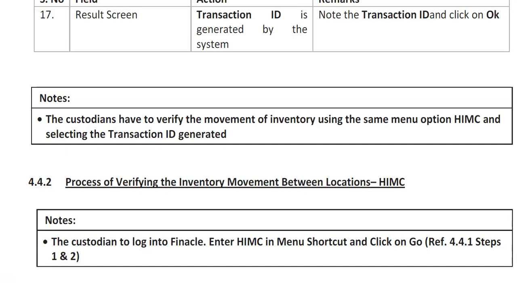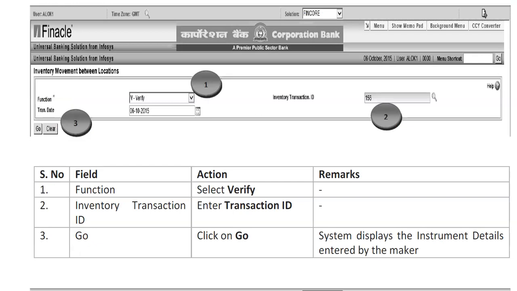So in the menu option, just type HIMC, click on go or click on enter, and similarly, the process I'll show you. As soon as you enter or click on go here, you will be entering menu option HIMC here. Click on go here. The screen will appear on your computer.